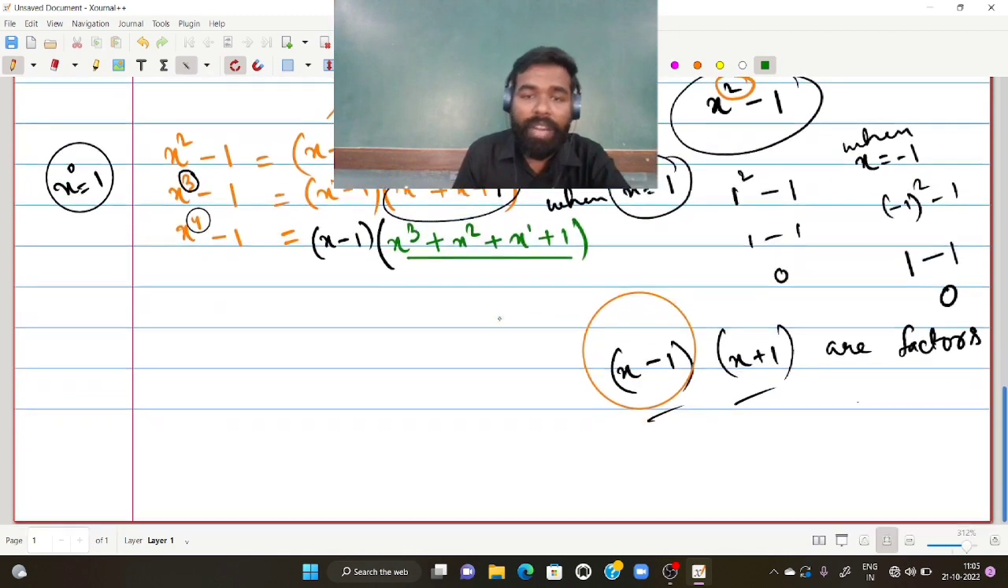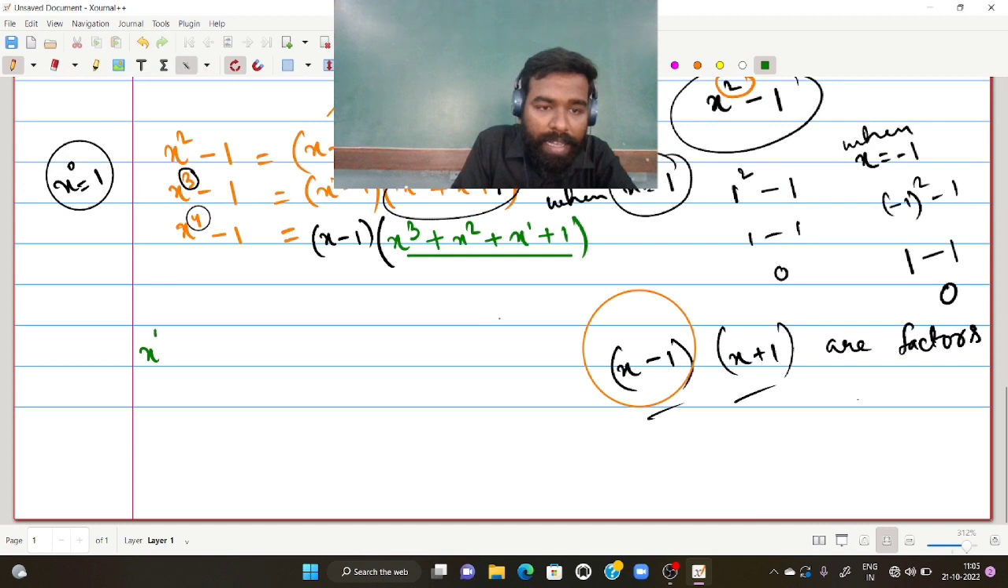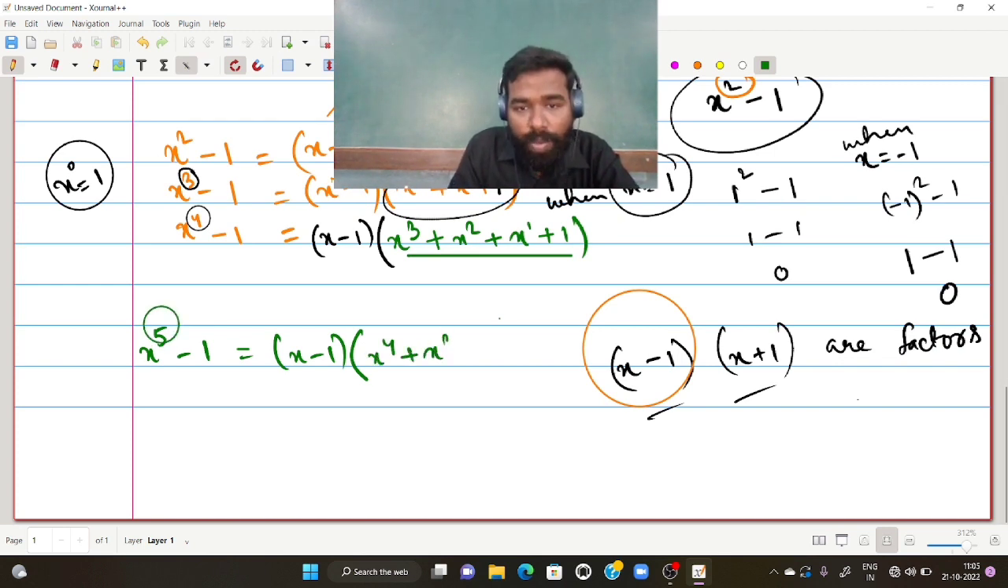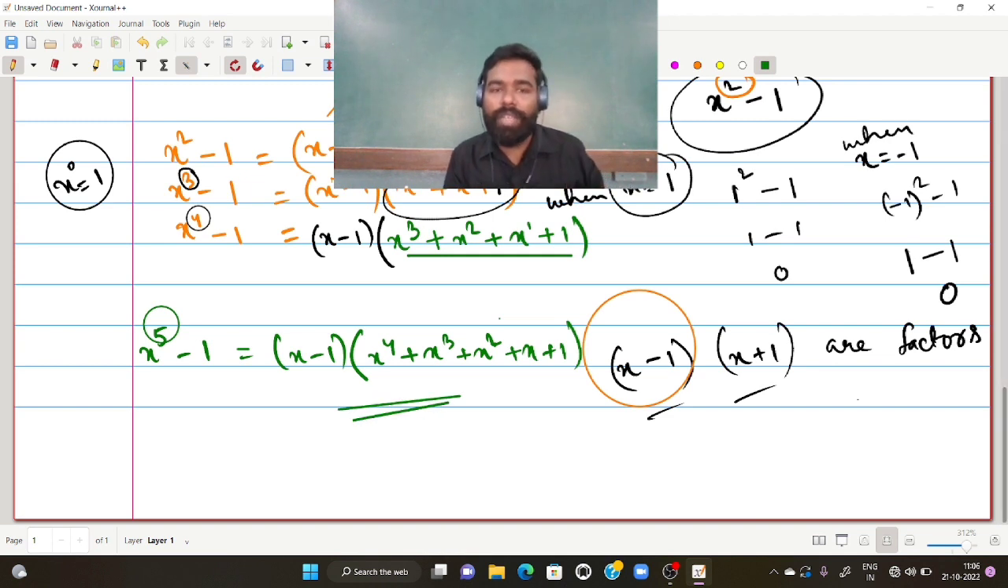So in this way we can write a number of formulas like x to the power 5 minus 1. We can factorize it by looking at this pattern. First thing, x minus 1 we have to write. And next the second bracket will contain, see, the power is 5. So you write x to the power 4, then x cube, then x square, then x, then 1. Okay. So this is a generalization, we can see. Where did we start? From x square minus 1, then x cube minus 1, and then we are generalizing. It's quite simple.